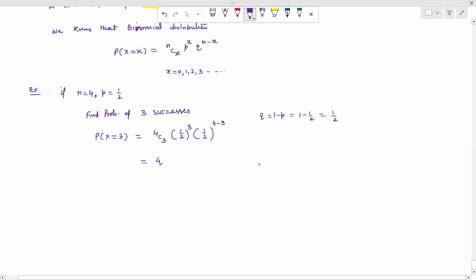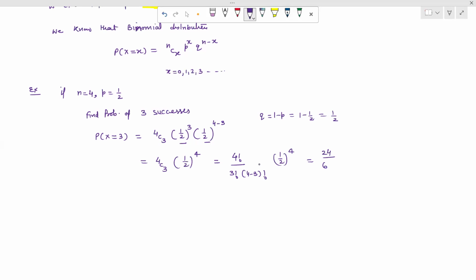Now we write this as 4C3, and when the base is the same, we add the powers, so the power gives us 4. What is the value of 4C3? We calculate it as factorial 4 upon factorial 3 into factorial 4 minus 3, into 1 by 2 raised to the power 4. Factorial 4 is 24, factorial 3 is 6, and factorial 1 is 1. So 1 by 2 raised to the power 4 is 1 by 16, and 6 fours are 24, so this gives us 4 by 16, which we can write as 1 by 4. So without a calculator, we are able to solve such problems. Here we applied the binomial distribution directly to find the probability of three successes.